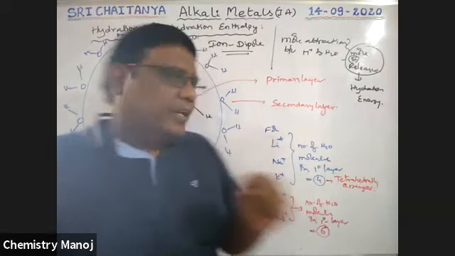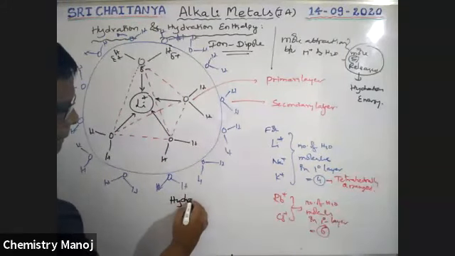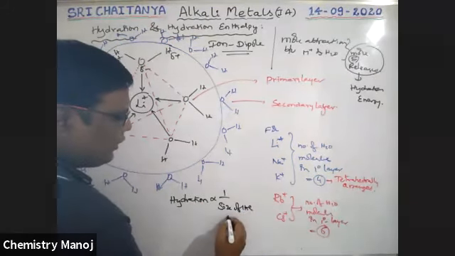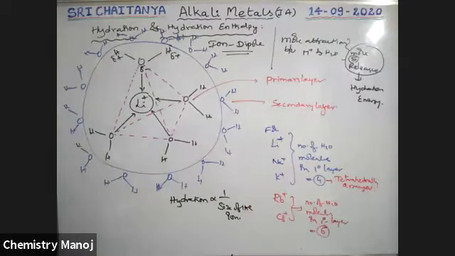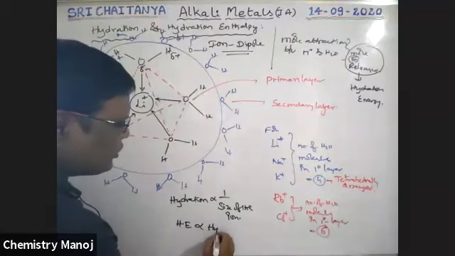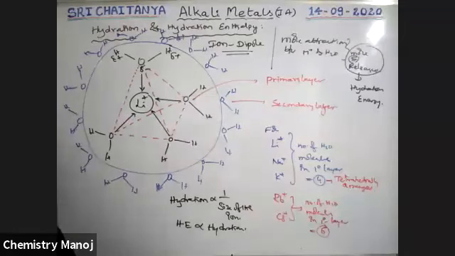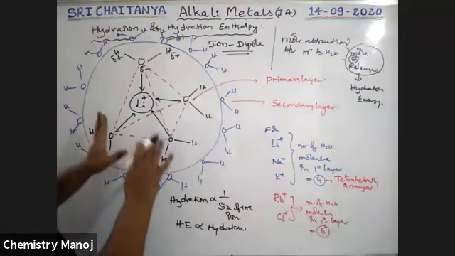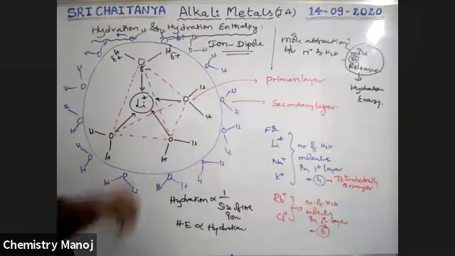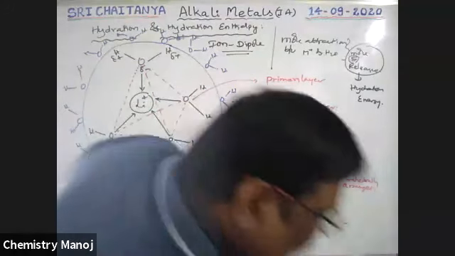This hydration is inversely proportional to the size of the ion. The smaller the size of the ion, the more the hydration. Hydration energy is directly proportional to hydration, boys. This is the concept behind hydration and hydration energy, or hydration enthalpy. Now, what is the order of hydration in this group from top to bottom?